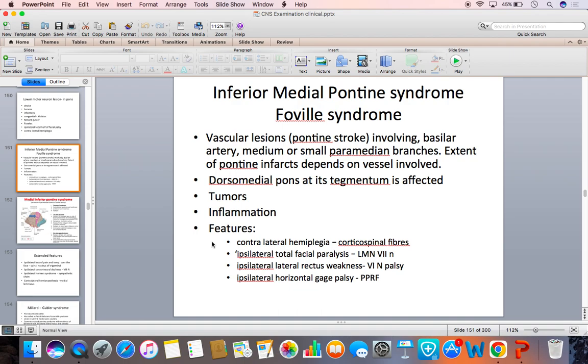The clinical features, how they present in Fowler syndrome. There is a contralateral spastic hemiplegia due to the involvement of the corticospinal fibers, that is the pyramidal fibers. Ipsilateral total facial palsy due to involvement of the facial nucleus. And ipsilateral lateral rectus palsy because of the sixth nerve involvement. Ipsilateral horizontal gaze paralysis because of the involvement of the parapontine reticular formation.